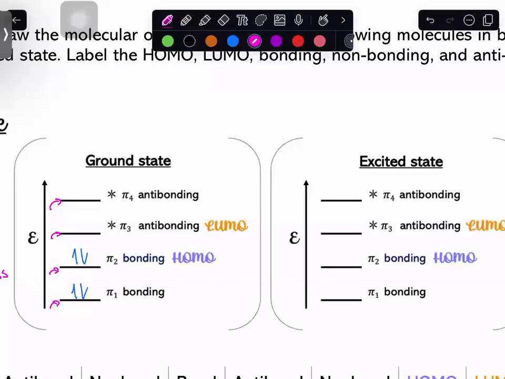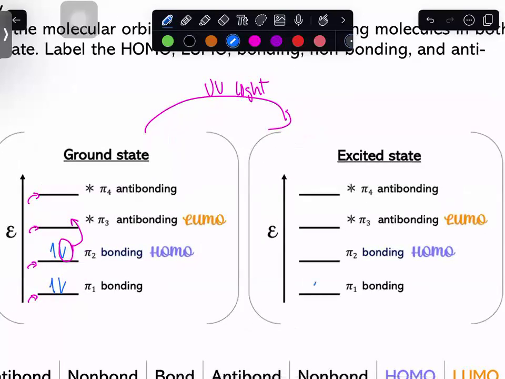Yeah. So pretty much what happens between ground and excited state is that UV light is going to be shined into the molecule, and that's going to excite it, of course. So the transition is always going to be from HOMO to LUMO. One of the HOMO electrons is going to jump up to LUMO. So that means that so far, pi 1 still has 2 electrons. Pi 2 has 1 electron, and pi 3 has 1 electron as well. Okay, that's the excited state.